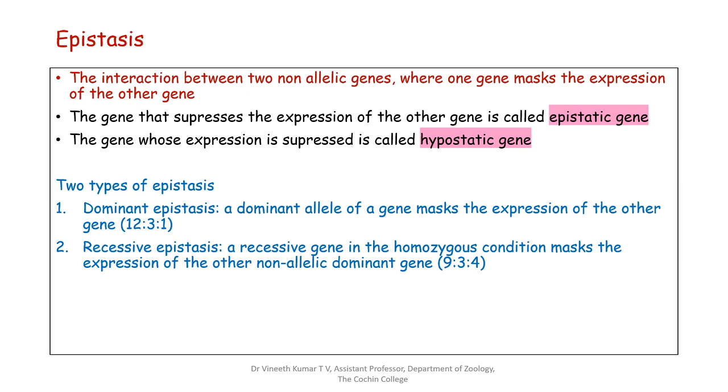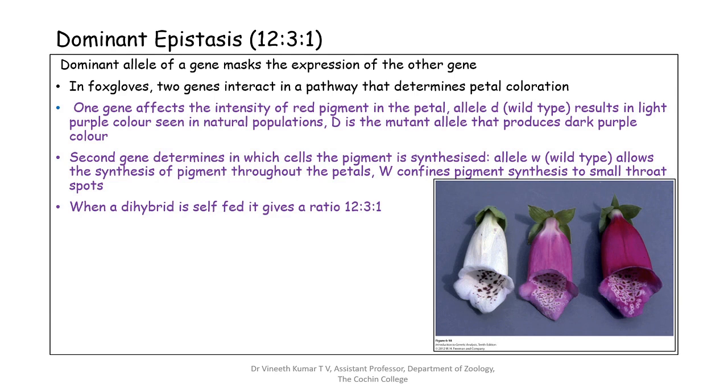And coming to recessive epistasis, a recessive gene in the homozygous condition masks the expression of the other non-allelic dominant gene. So here we are going to see an interaction where a recessive gene is masking the expression of a dominant gene. These are the two epistatic interactions that we are going to discuss, of which the first one is dominant epistasis. Here a dominant allele of a gene is going to mask the expression of the other gene.